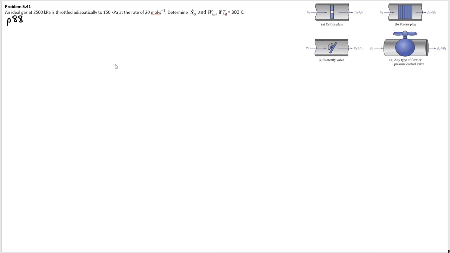All right, this is problem 541. An ideal gas at 2500 kilopascals is throttled adiabatically to 150 kilopascals at a rate of 20 moles per second. Determine the rate of entropy generation and lost work if the surroundings are at 300 Kelvin.